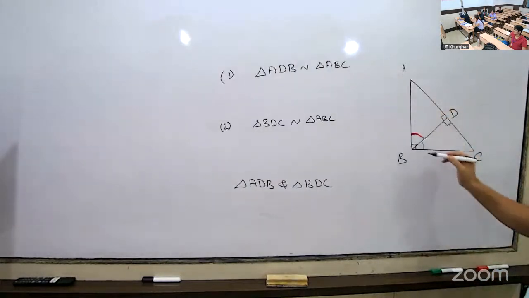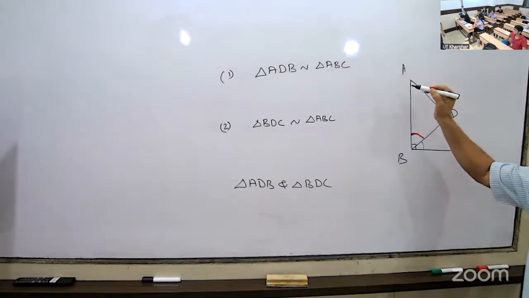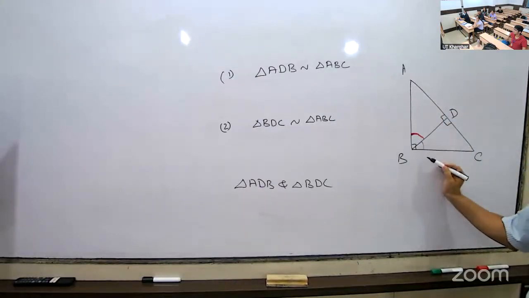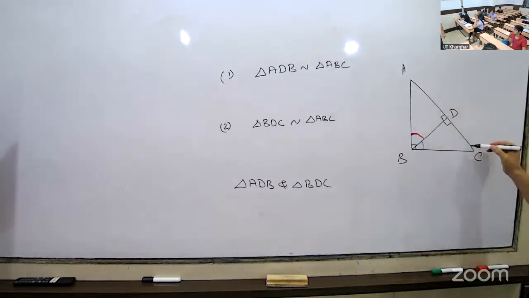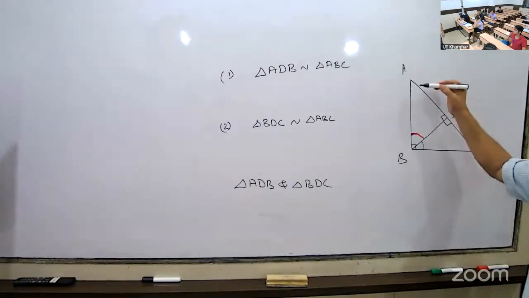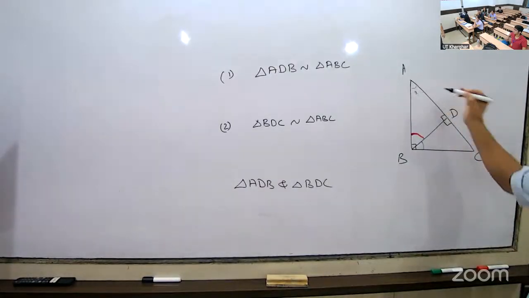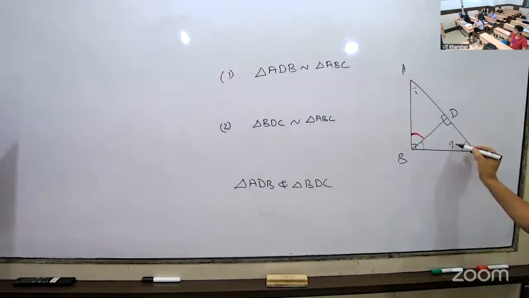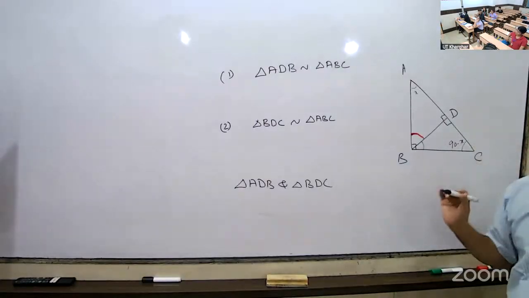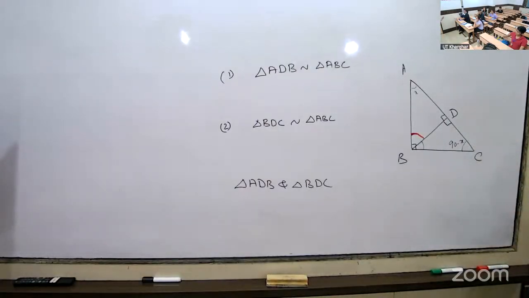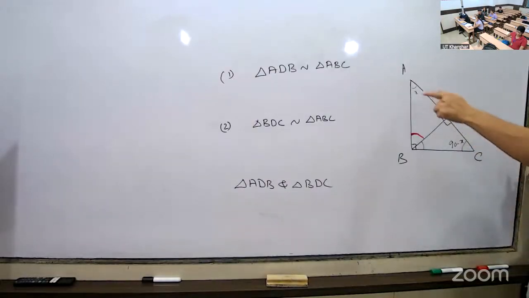So look at triangle ABC. Angle B is equal to how much? Therefore, angle A and angle C sum is equal to how much? 90. That means if this angle is equal to x, what will be the other angle? 90 minus x. Do you agree, all of you? Yes. Look at triangle ADB.